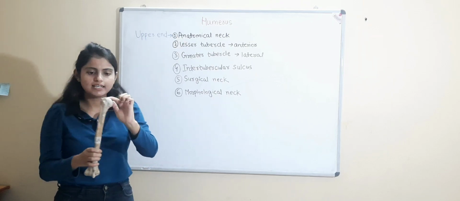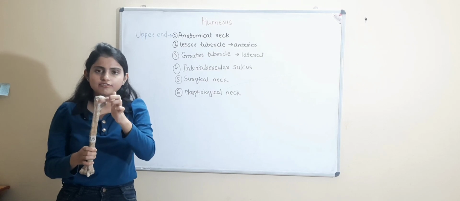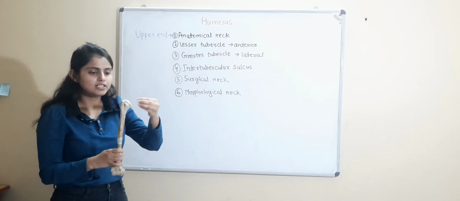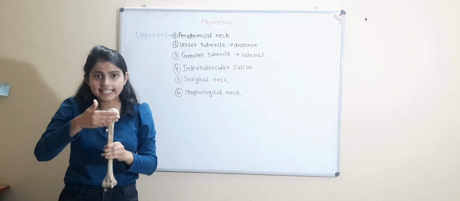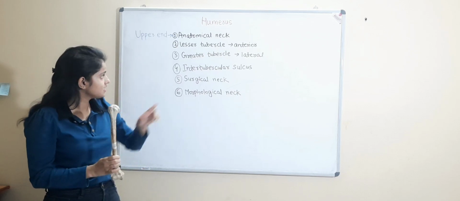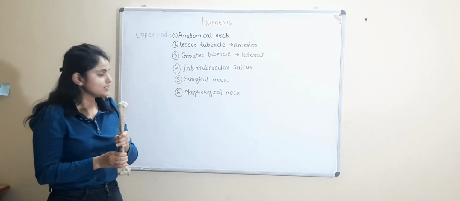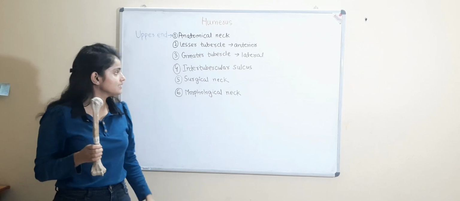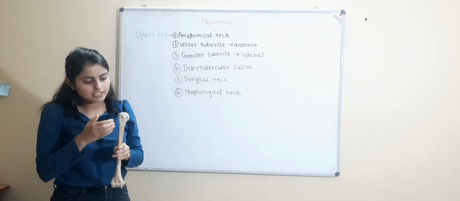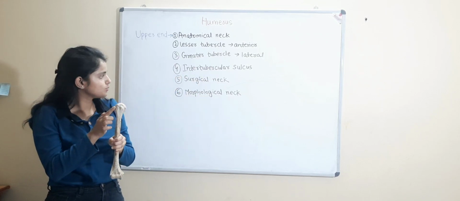This is the anatomical neck surrounding the head of the humerus. This is the lesser tubercle which should be facing anteriorly for the side determination, and this is the greater tubercle which should be facing laterally. So this is the right side of the humerus. Intertubercular sulcus, the sulcus between the lesser tubercle and the greater tubercle.